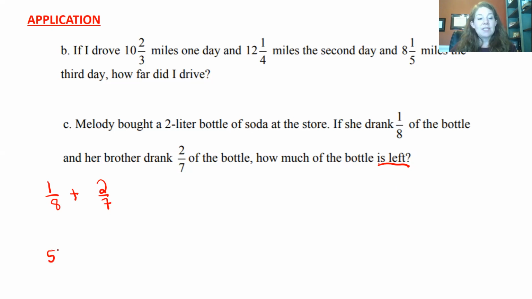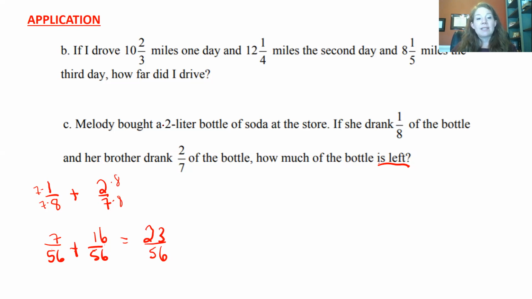So we're going to find common denominators. 8 times 7 is 56. So I'm going to multiply 1 times 7. And then 7 times 8, so I'm going to multiply 2 times 8. So we see how much they drank all together. 16 plus 7 is 23. All right, so we can't simplify that. 23 is prime. 56 is not prime, but since 23 is prime, that means they don't have any common factors. Now, they drank 23 out of 56 parts of the bottle.